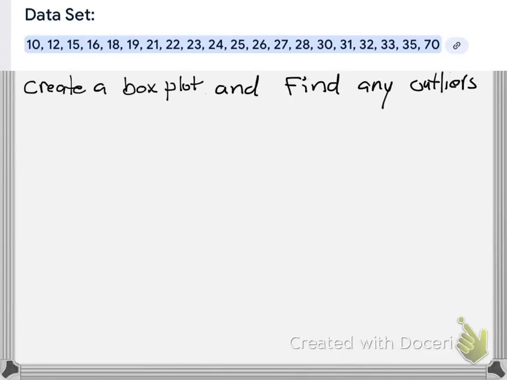Today I'm going to show you guys how to create a box plot from this data set and find any outliers. This is from my AP Statistics class. So the first thing we have to do is find our minimum. Oh, terrible M. I know my writing isn't as good, but still. Find the minimum, the maximum. We've got to find our Q1, our Q3, and then our median. All right, we'll find it in order.